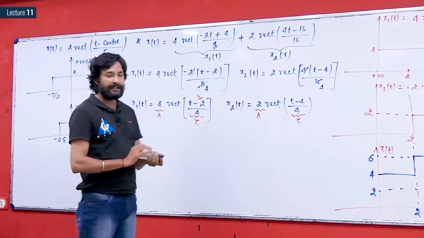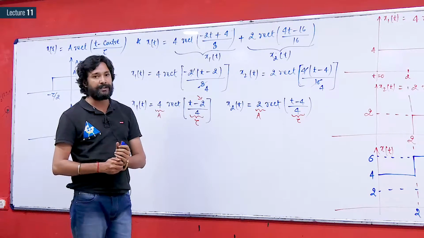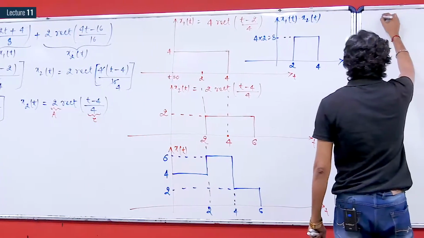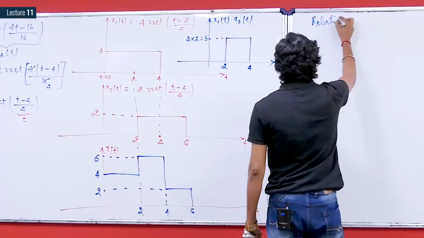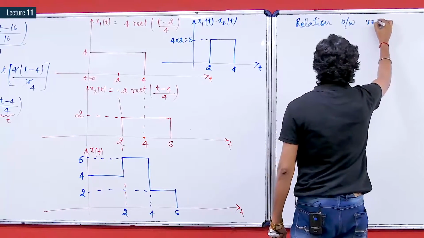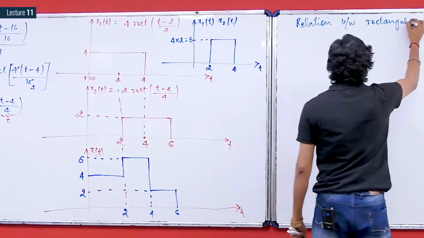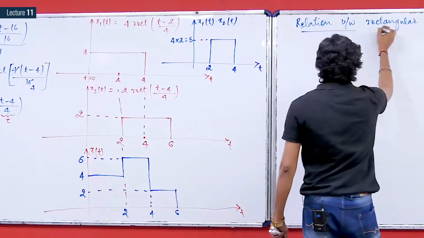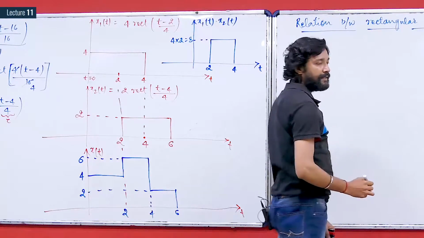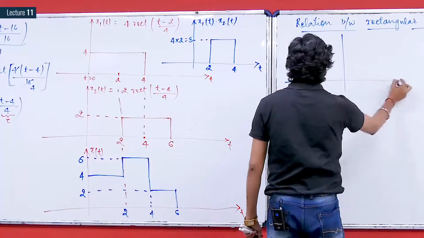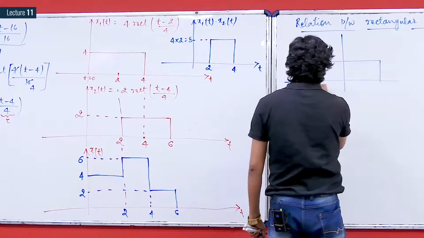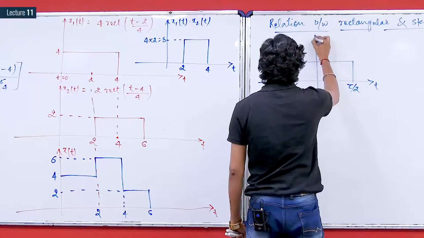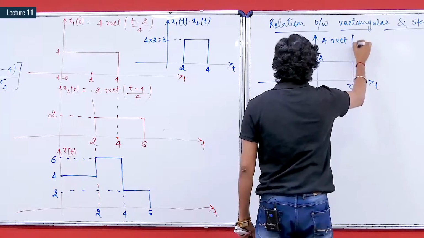So now as we have seen that a rectangle can be formed using a combination of step functions, let us discuss the relation between the rectangular function and the step function. You have represented a rectangular function, if it is existing from minus tau by 2 to plus tau by 2 with value a, then you have written it as a rectangle of t upon tau.